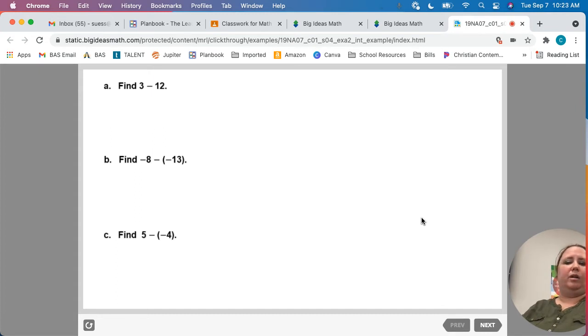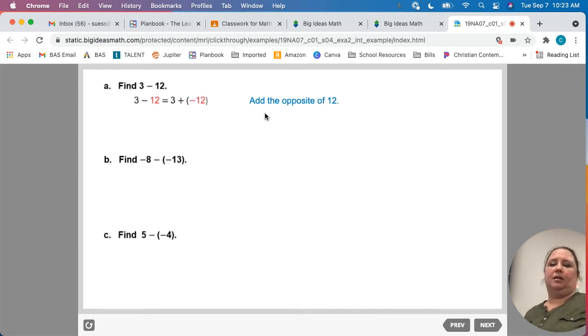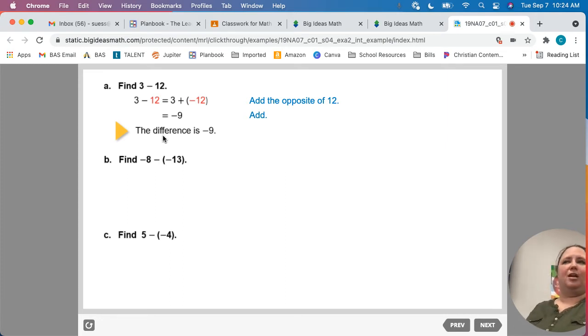Example 2A. We're going to find 3 minus 12. So if I'm going to draw this on a number line, oh, we're not doing number lines. Okay. 3 minus 12 is the same as saying 3 plus a negative 12. You can also just take your calculator and go 3 minus 12. Is the answer going to be positive or negative? Negative, because the 12 is much bigger than the 3. So you're going to get negative 9. What does the word difference mean in mathematical terms? Subtraction. Very good, Elliot.